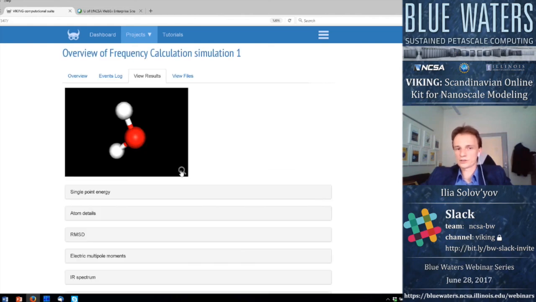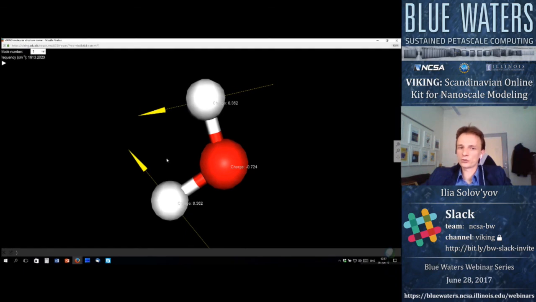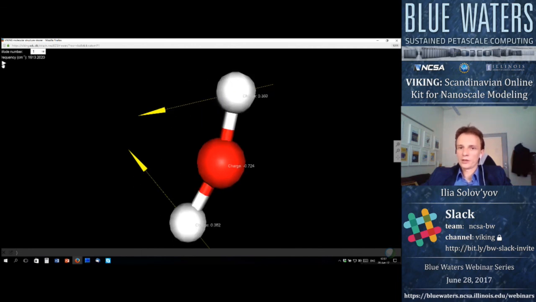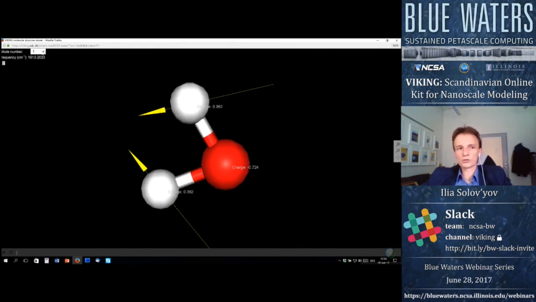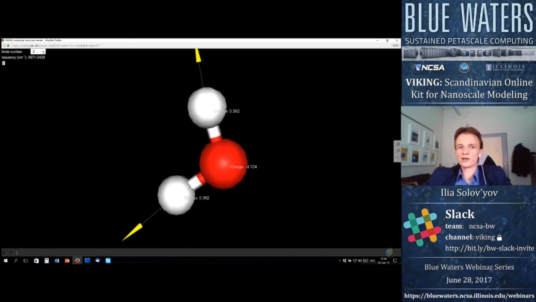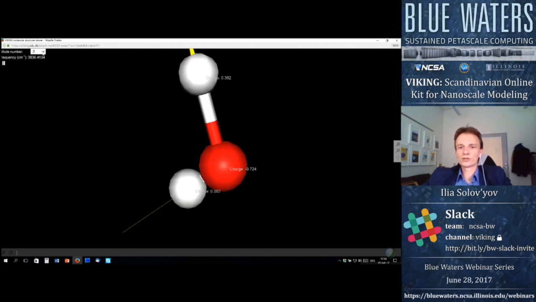So I go again to this results part. I open the editor, and now you see some additional information. You see these yellow arrows that are supposed to illustrate the normal vibration modes of the water molecule. Since the water molecule has 3 vibration modes, you have the possibility to browse through them, and you instantaneously see how these different vibration modes would change.